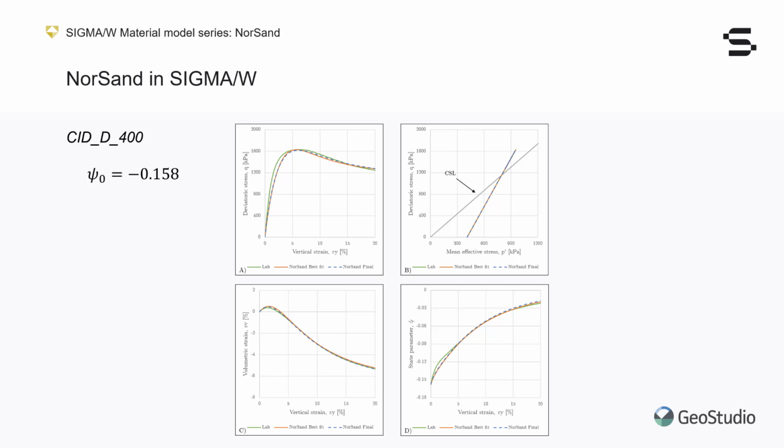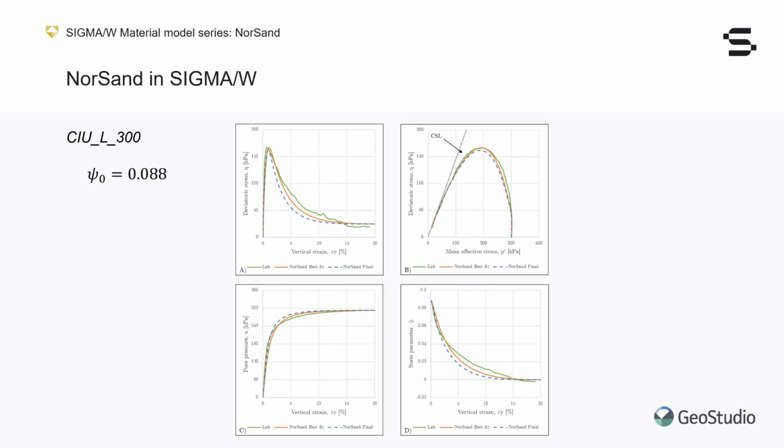The two NorSand simulation sets are very close to each other, and overall, very close to the laboratory results. Even when using the input relationships, NorSand clearly captures the soil behavior. As expected, the dense soil shows some initial contraction followed by important dilation that will bring the soil closer to its critical state at large deformation.